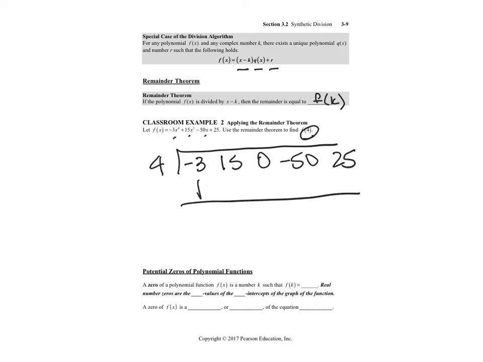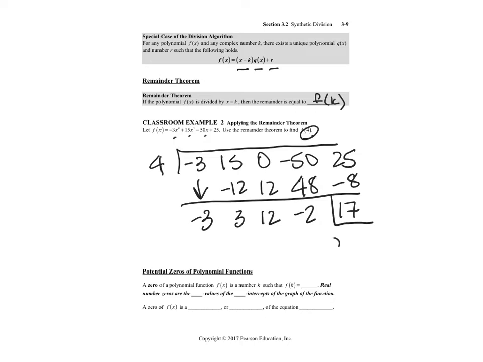So we do the same thing. We drop the negative 3, we multiply, we get negative 12, we add, we get 3, we multiply, we get 12, we add, we get 12, 4 times 12 is 48, we add negative 50 plus 48 is negative 2, we multiply, get negative 8, and then add. So what this tells me is that the point 4, 17 is on the graph somewhere.